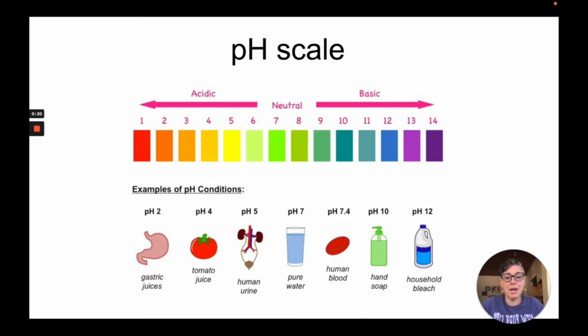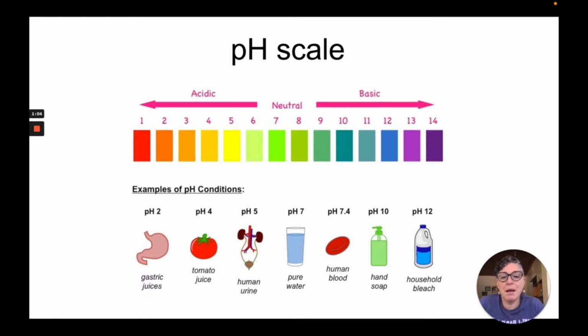The pH scale is a scale that is used to measure the acidity or alkalinity, in this case labeled basic, level of a solution that goes from 1 to 14. 1 to 6 is an acidic solution, 7 is neutral, 8 through 14 is basic. So the lower the number on the pH scale, between 1 and 6, the more acidic a substance is, and the higher the number, between 8 and 14, the more basic the solution will be. So that's the essence of a pH scale.